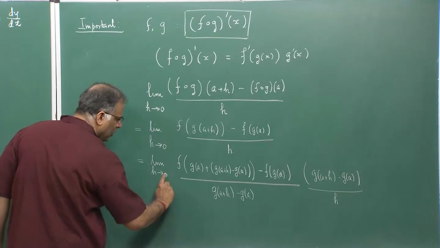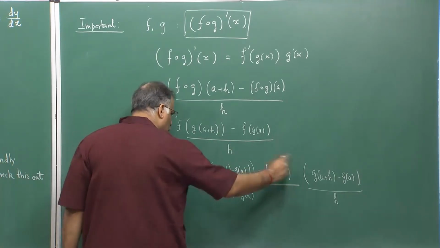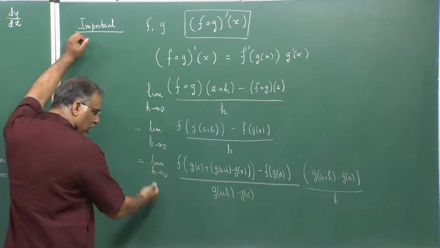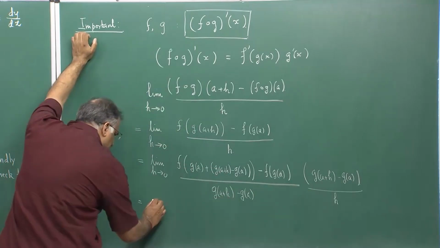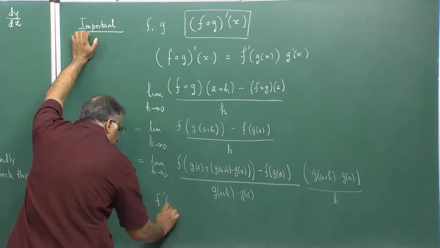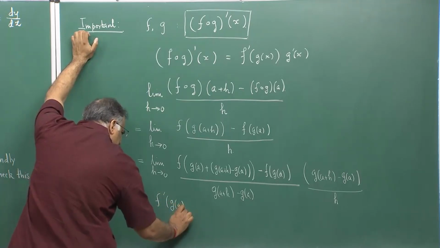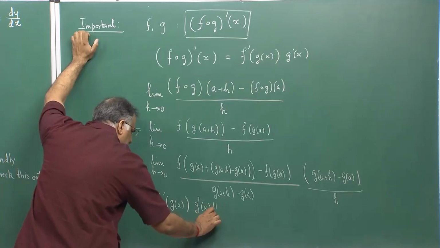Now I operate the limit here. The limit of f into g is the limit of f into the limit of g, if both limits exist. So now what I will simply do is take the limit of this and then the limit of this, and this will simply give me f dash of g a, and that would give me g dash of a. You say, voila, I have done it.